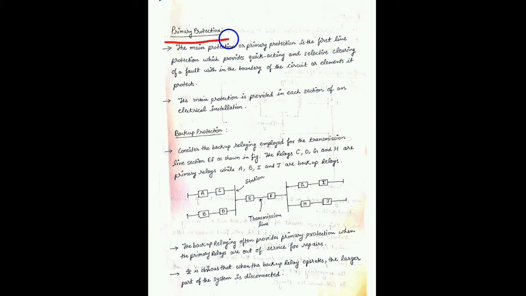Next thing, we can see primary protection. What is primary protection? The primary protection is the main protection. We can also call primary protection the main protection. The main protection or primary protection is the first line protection which provides quick action and selective clearing of fault within the boundary of the circuit or element it protects. So it is clear from the definition that it is the main protection that will actuate first and correct the fault. The main protection is provided in each section of the electrical installation.